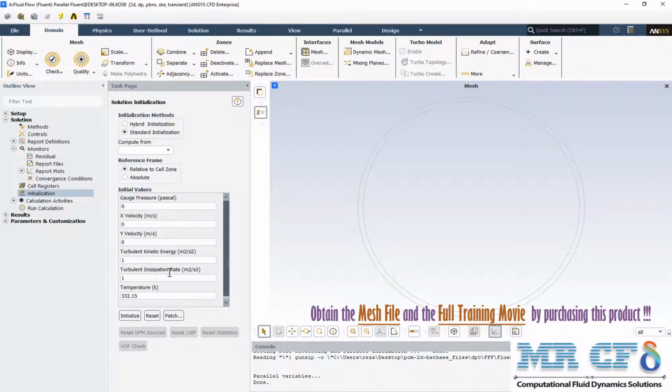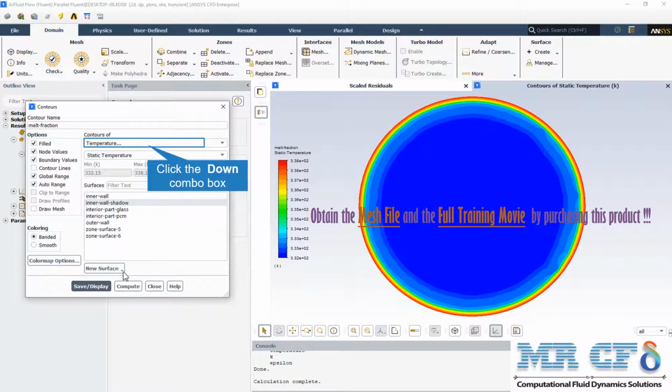This magnitude shows that the initial phase of the PCM at the start point is solid. After just one time step that is equal to 600 seconds, we stop the simulation and check the contours. Here is the temperature contour that we can see. The outer temperature, as we mentioned, is equal to 338 degrees Kelvin, and also the PCM initial temperature was equal to 332 degrees Kelvin.